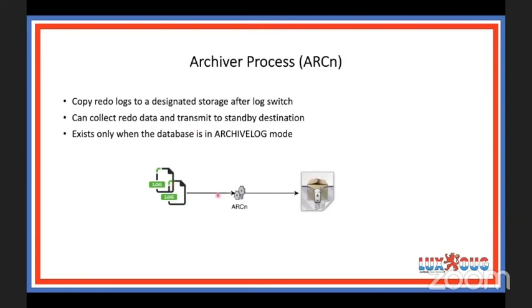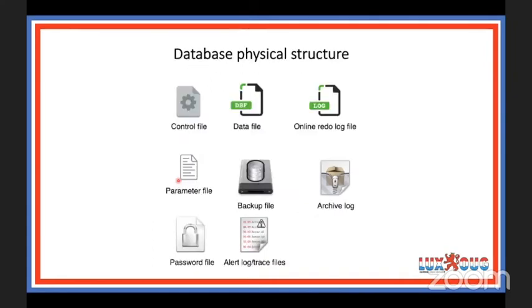Why do we need to archive this? Because as we know, log files are circular. So when one is filled, it's switched to another, and when the last is filled, it's switched to the first one. And if the first one is not archived, it's rewritten. If you are not in archive log mode, it's rewritten and you will lose some data. Archiving is also needed for point-in-time recovery purposes.